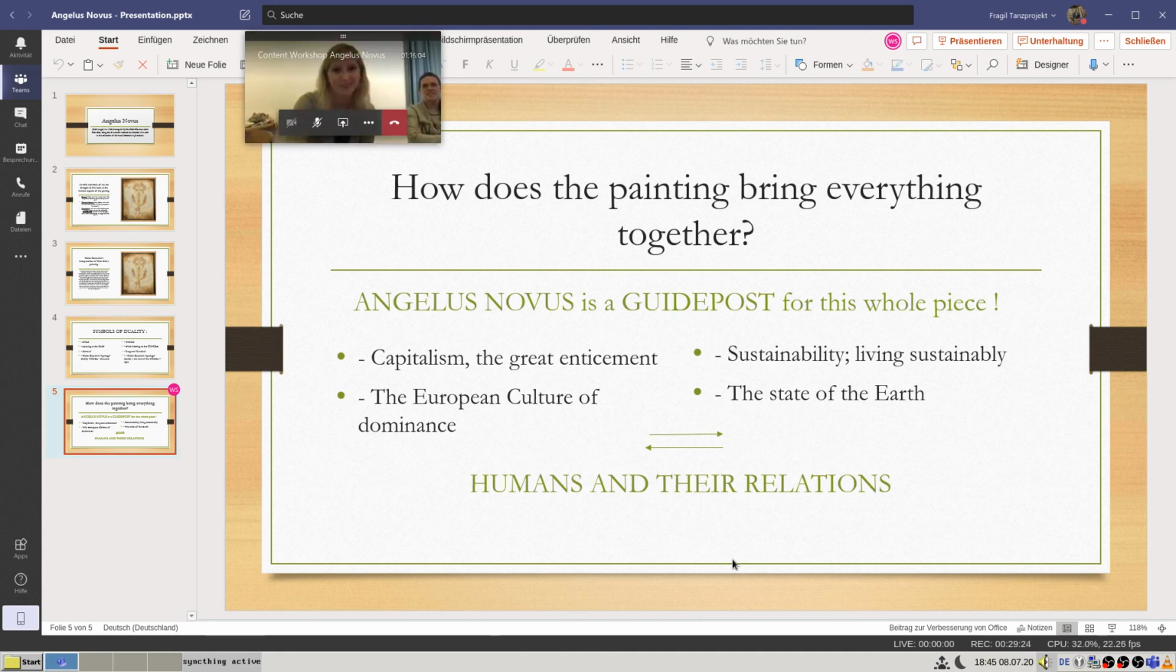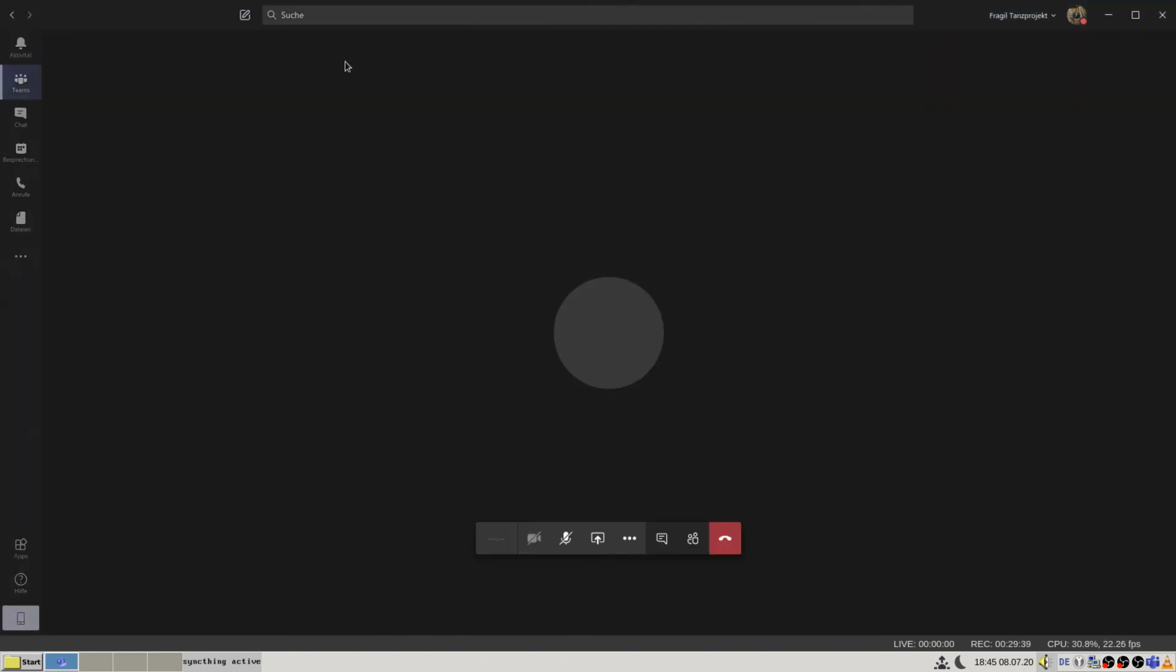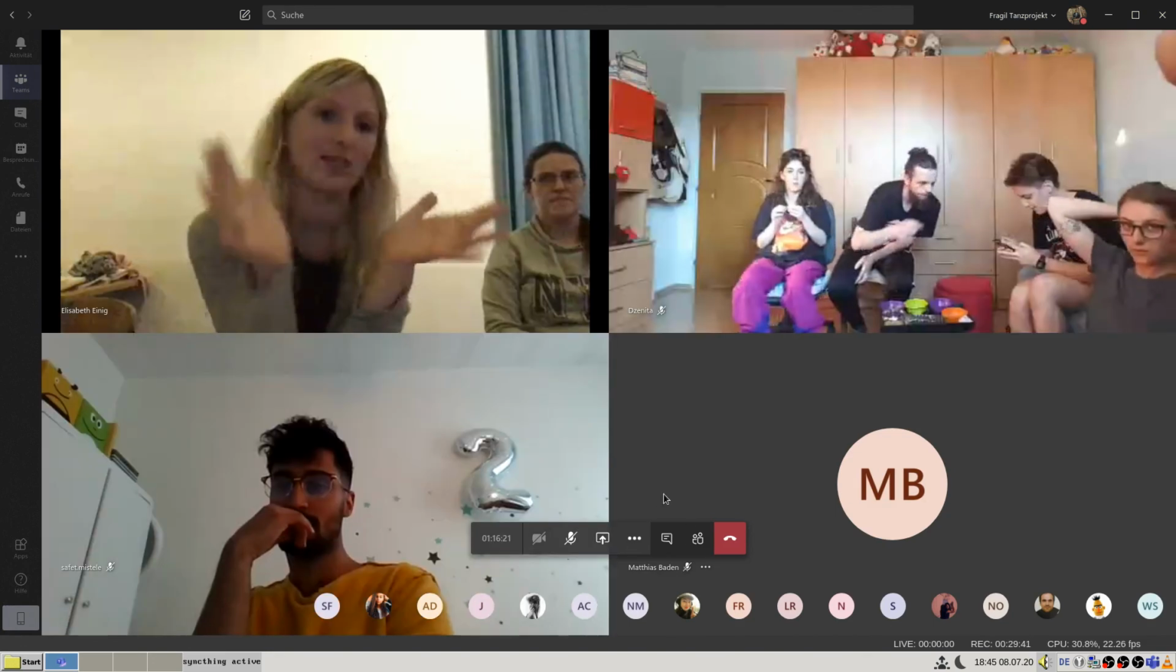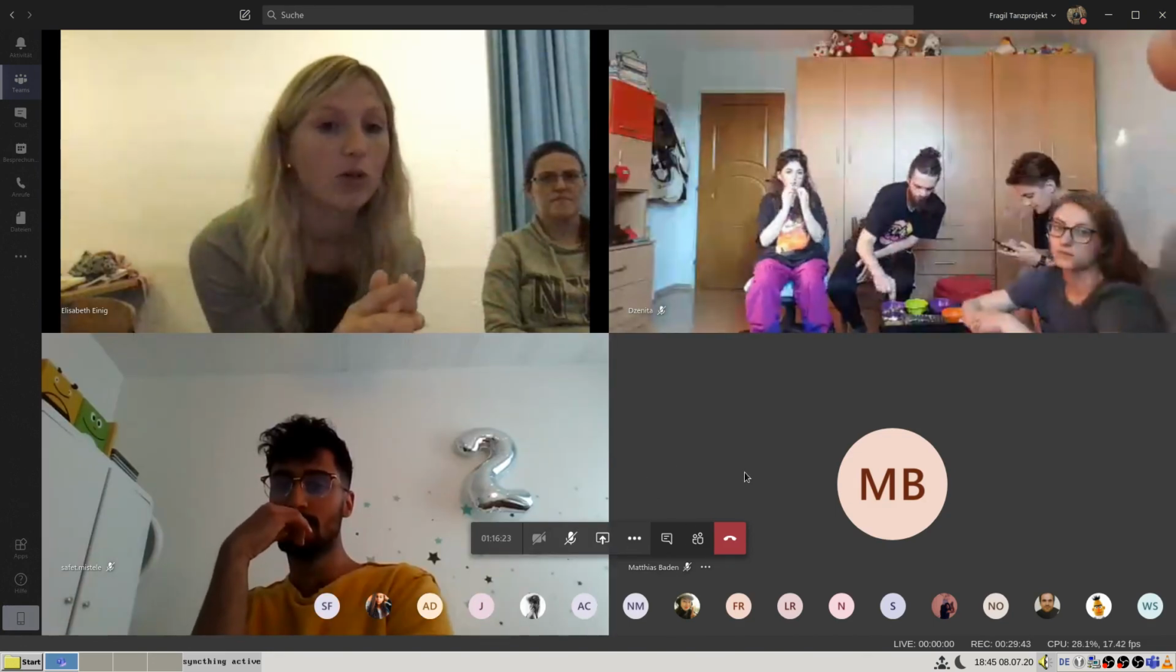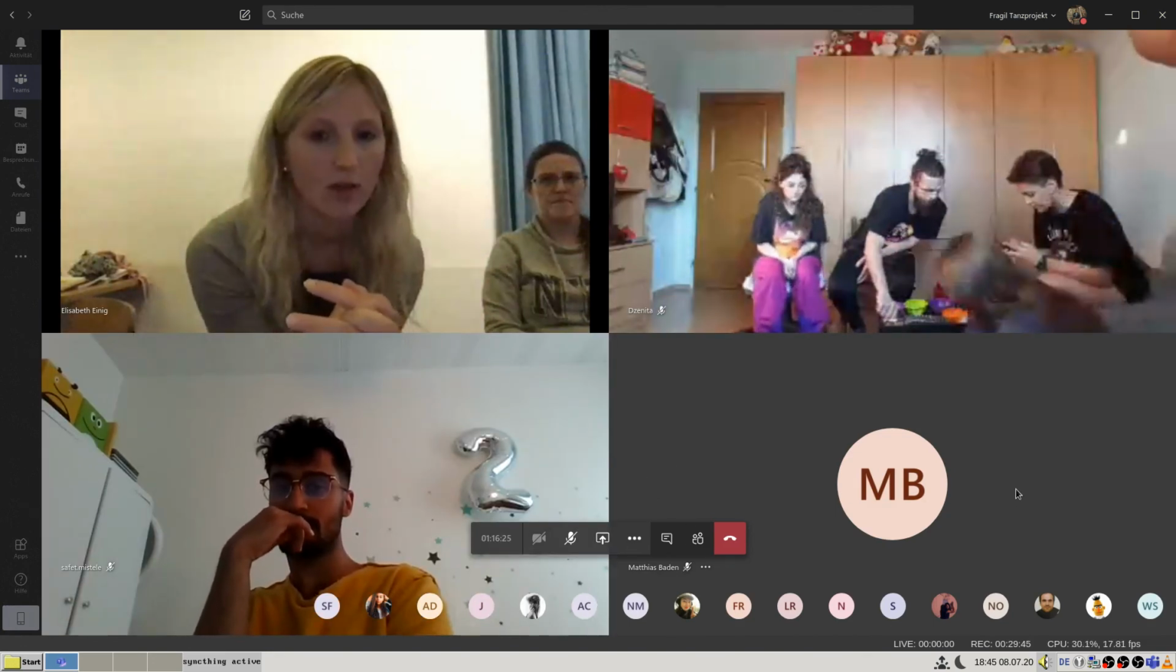Okay, thank you, Janita and Anya. Now we want to hear something from you, participants. What do you think about this painting of Paul Klee? What do you associate with it?